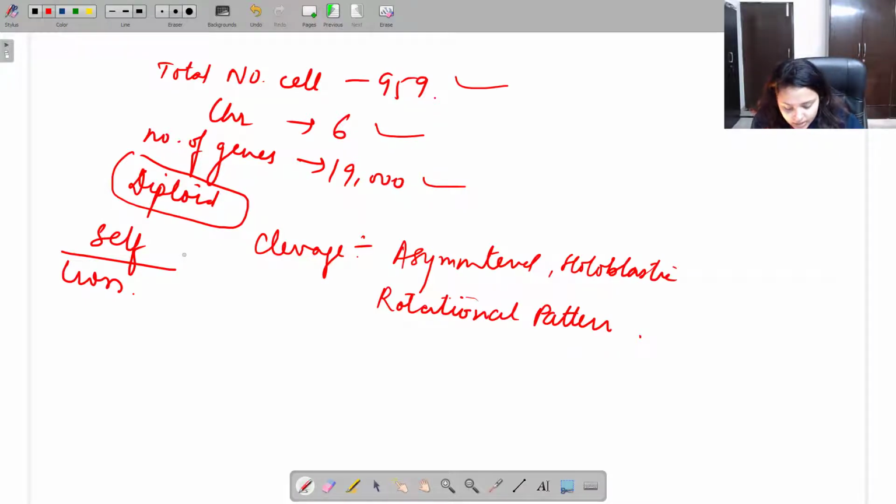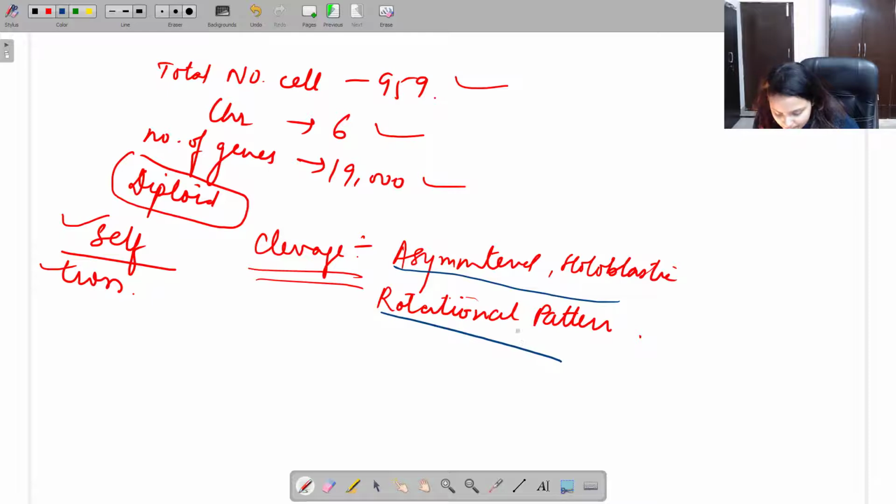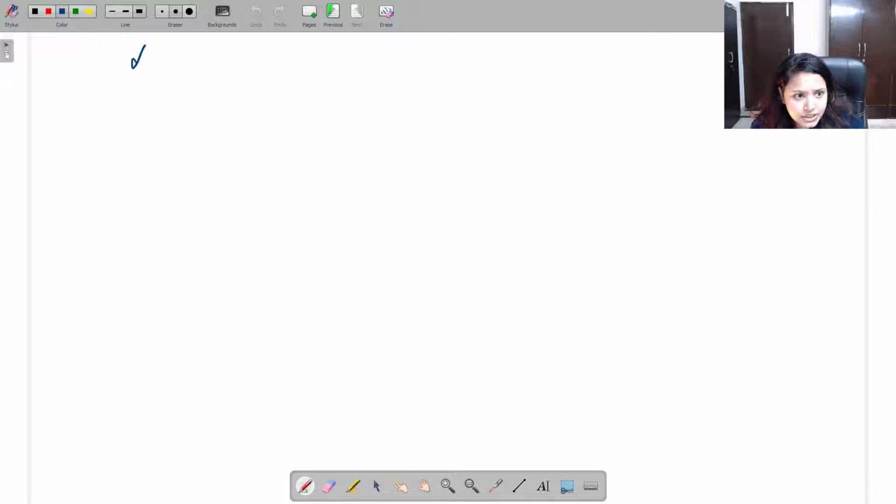If you see the fertilization feature, usually self-fertilization occurs, but sometimes cross-fertilization is also present. And the property of cleavage is mostly asymmetrical, holoblastic and rotational. So this is the basic feature of C. elegans. Let's see in detail how development of axis occurs, what the features of anterior posterior polarity and dorsoventral polarity are, what the fate of these polarities is, and how the larva forms in C. elegans. So let's see.